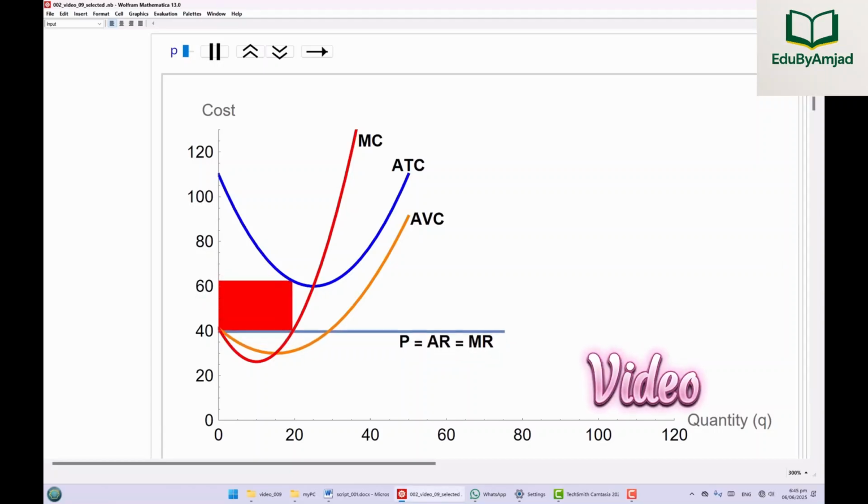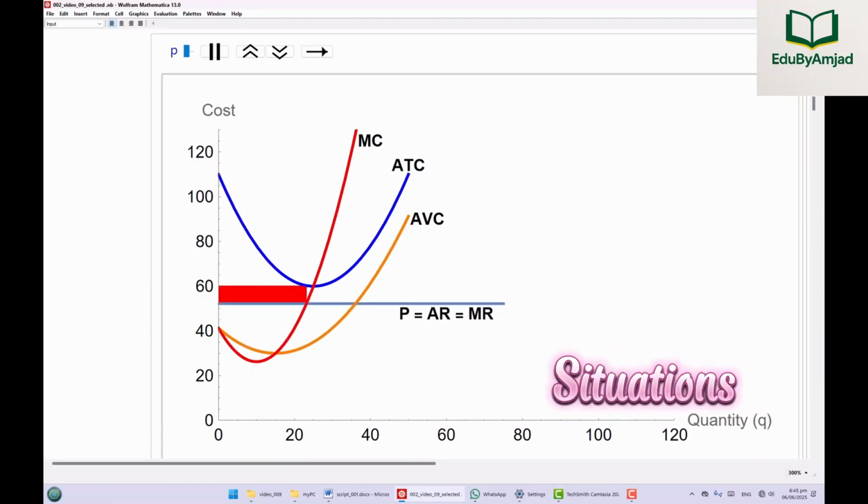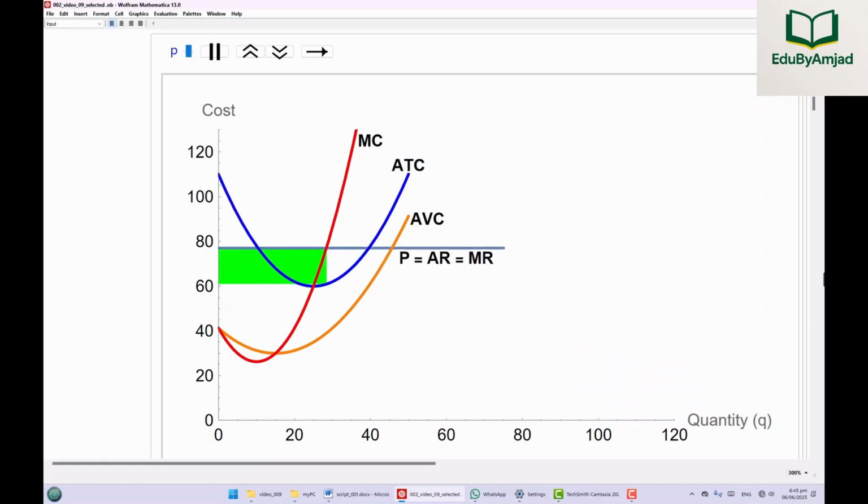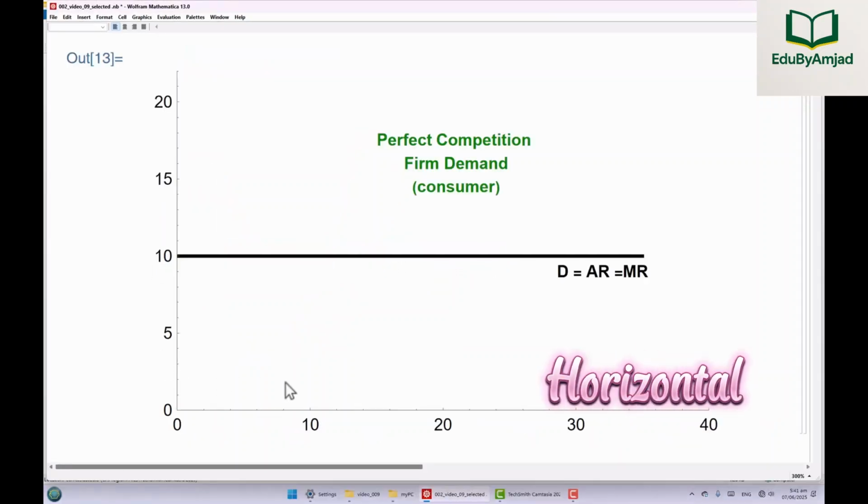In this video, we'll explore profit and loss situations of a perfectly competitive firm. A firm is faced with a horizontal consumer demand curve, perfectly elastic demand. This is because each firm is a price taker. It can sell any quantity it wants at the market price but cannot influence the price.